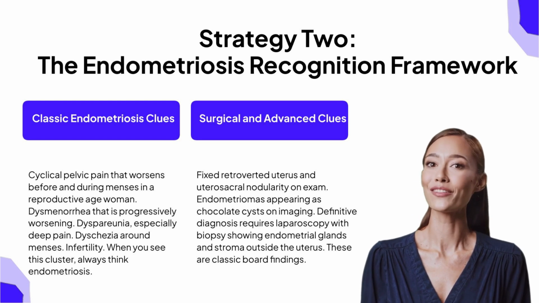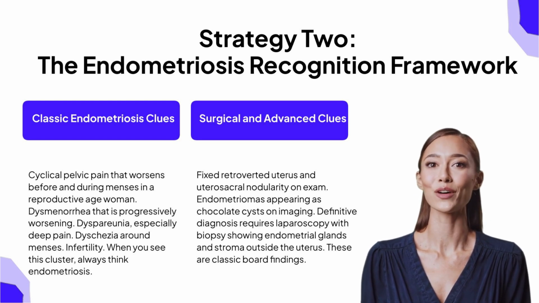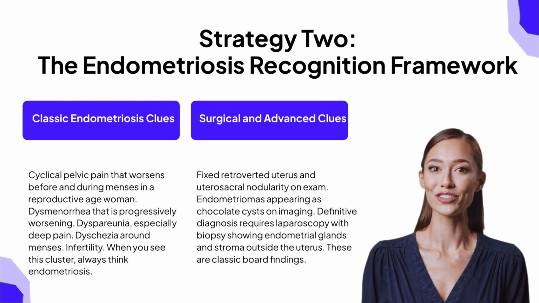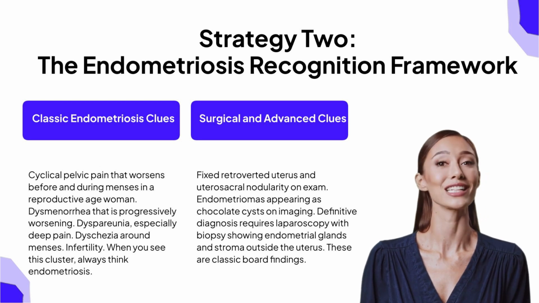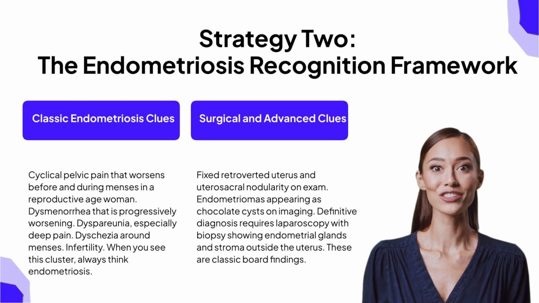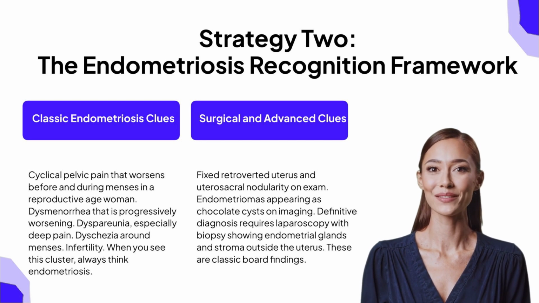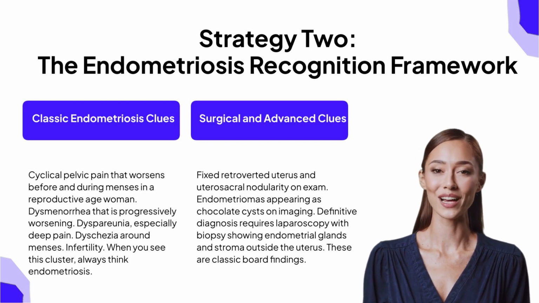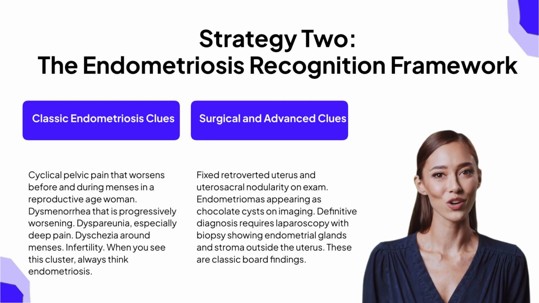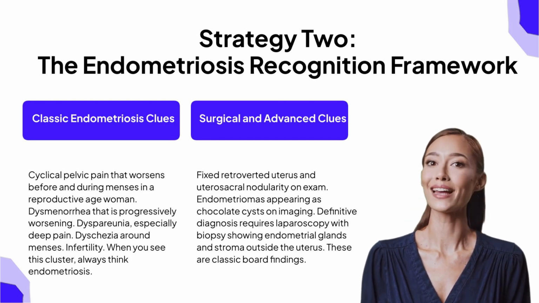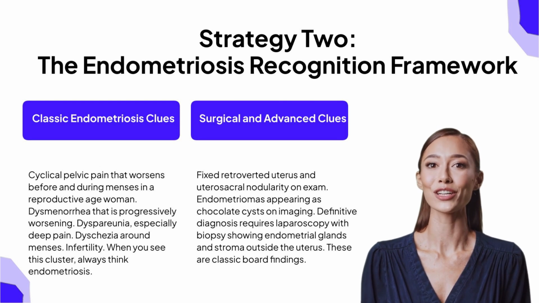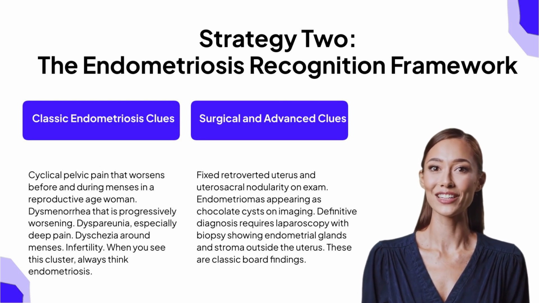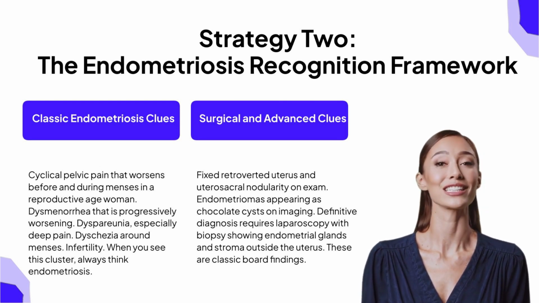For surgical and advanced clues, look for a fixed retroverted uterus and uterosacral nodularity on pelvic exam. Endometriomas appear as chocolate cysts on imaging, showing homogeneous low-level echoes on ultrasound. Remember that definitive diagnosis requires laparoscopy with biopsy showing endometrial glands and stroma outside the uterus. These are classic board findings that you need to recognize instantly.